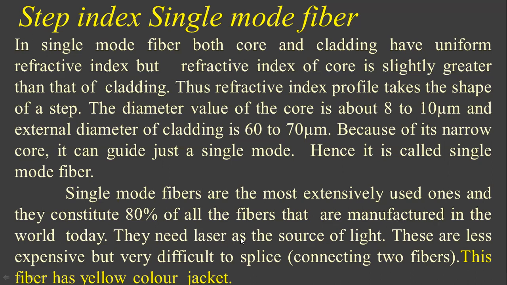They need a laser as the source of light. These are less expensive but very difficult to splice. Splicing means connecting two fibers. This fiber has a yellow colored outer jacket. So by looking at just the color of the outer jacket, we can decide what type of fiber it is. So this is about the step index single mode fiber.